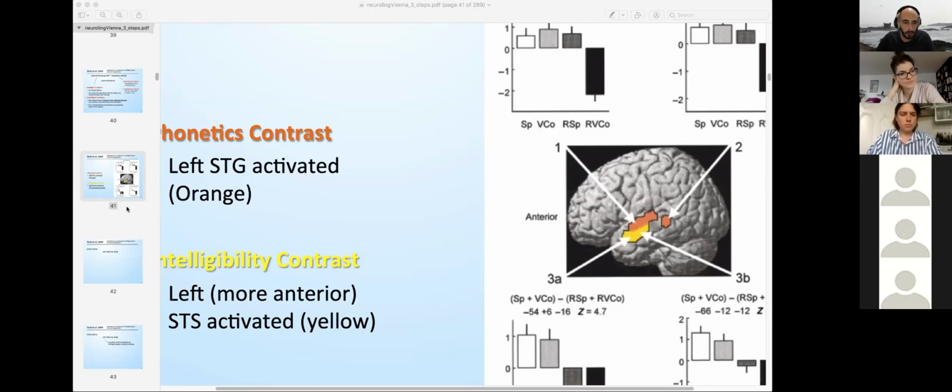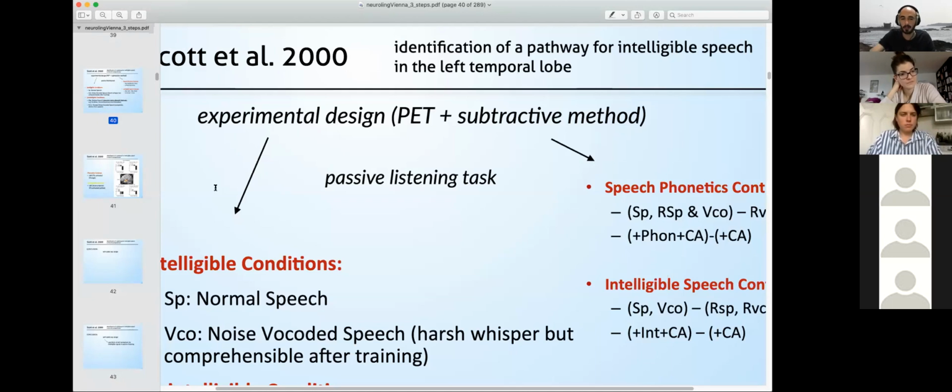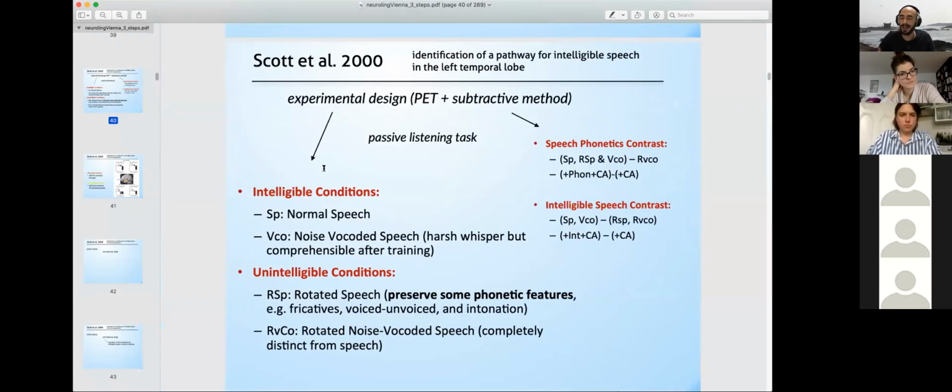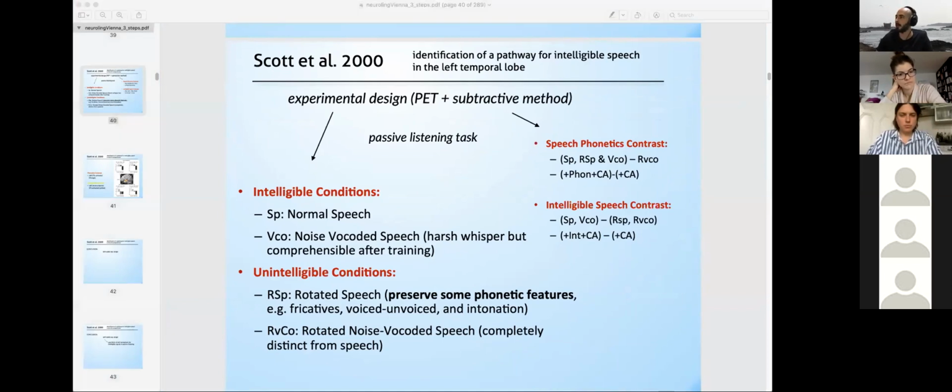So their contrast, if I'm not wrong, was the intelligible condition. Oh, sorry, I haven't showed you this. This is the rotated speech. It preserves some phonetic features like fricatives, voice and voiceless, and the intonation. You can hear the intonation, but you cannot understand the sentences.